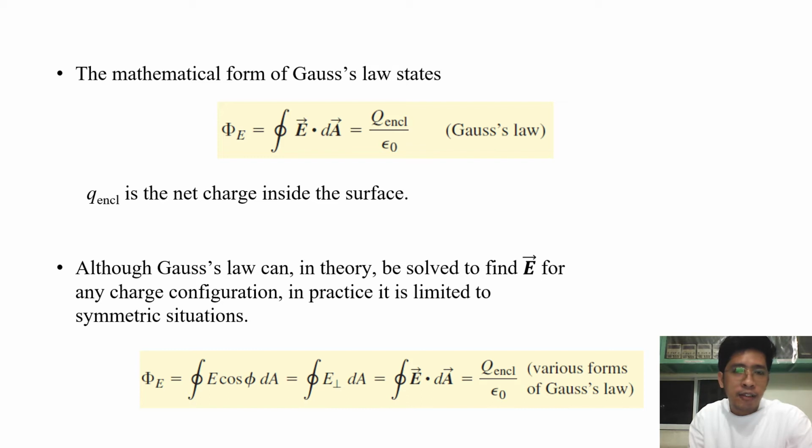It states that the flux of E is equal to the surface integral of E dot dA, which is equal to Q enclosed over epsilon naught. Q enclosed is the net charge inside the surface, or the charge enclosed by the surface. Although Gauss's law can in theory be solved to find E for any charge distribution, in practice it is limited to symmetric situations, because it will be hard to solve for the electric field using Gauss's law when there is no symmetry in your situation.